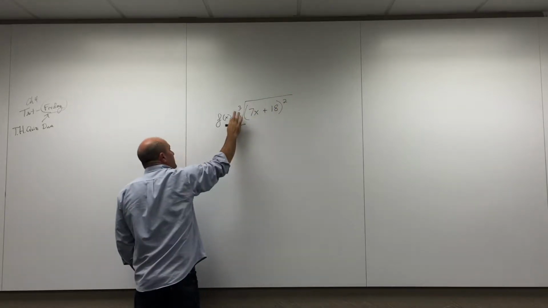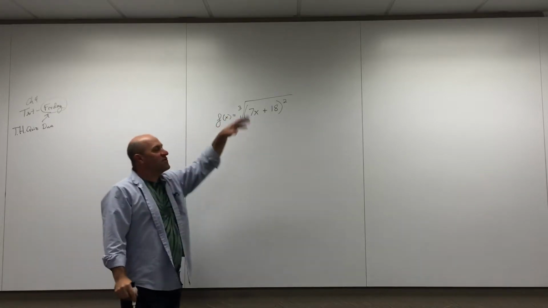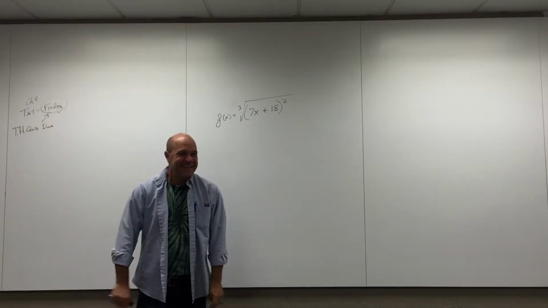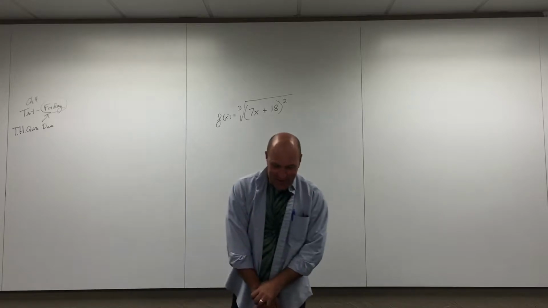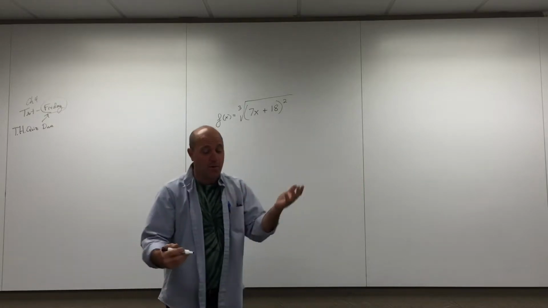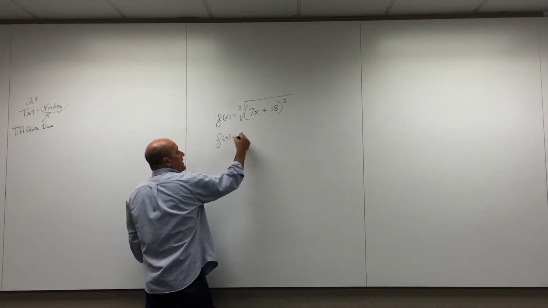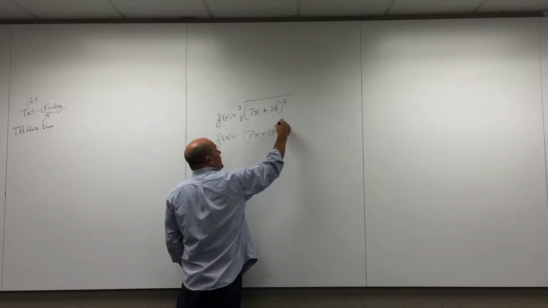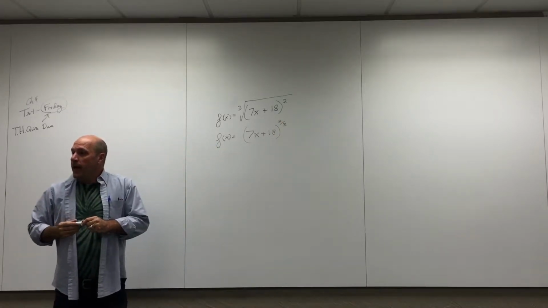Okay, so this is a function. It's the cube root of 7x plus 18, squared. What's yours? On your number 4, it's 15x minus 210, squared. It's a cube root squared. Anyway, if it's a cube root squared, the better way to write it might be like this: 7x plus 18 to the 2/3. That's a cube root squared.